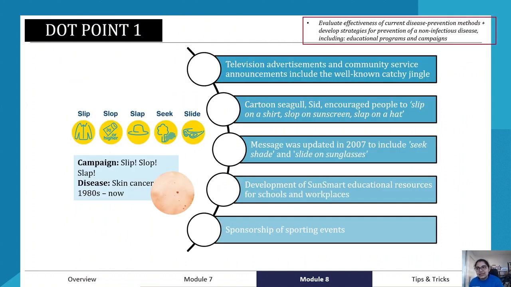So let's have a look at this. Slip, slop, slap was, and still is, slip, slop, slap, seek, slide. It's still a very prominent campaign, and it started back in the 1980s. So we had television advertisements and community service announcements, including the well-known catchy jingle, slip, slop, slap. Cartoon Seagull Sid encouraged everyone to slip on a shirt, slop on a sunscreen, and slap on a hat.